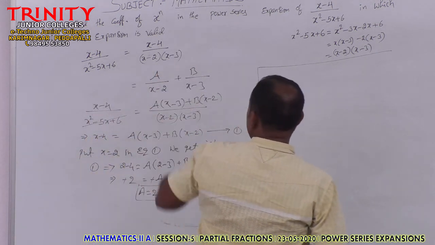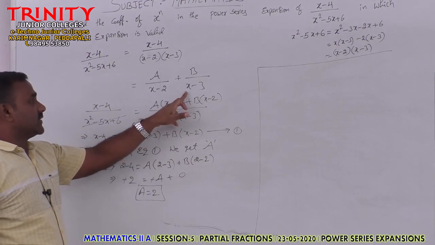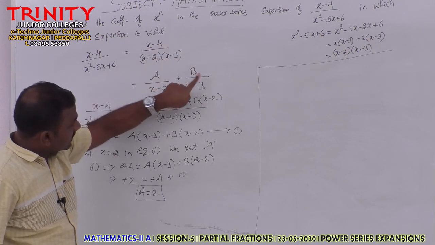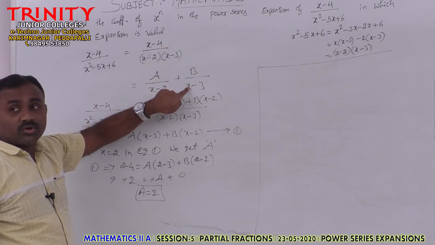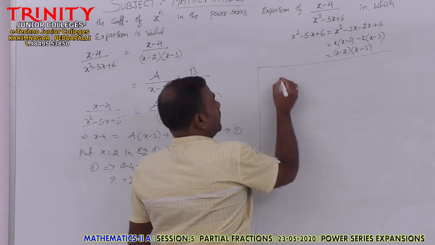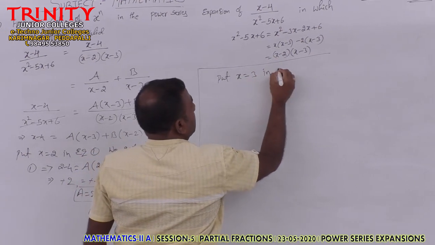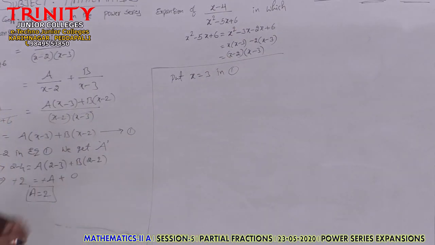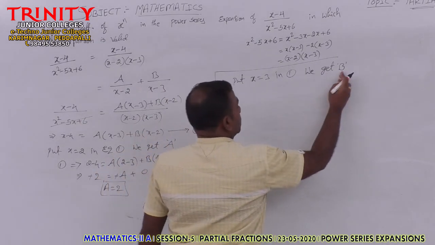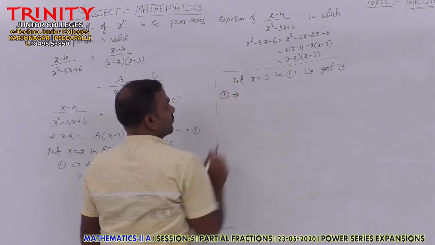Now, how to get the value of b? Make its denominator 0. Therefore, if we take x is equal to 3 here, then this denominator part becomes 0. Then we will get the value of the numerator b. Put x is equal to 3 in equation 1, and we get b.